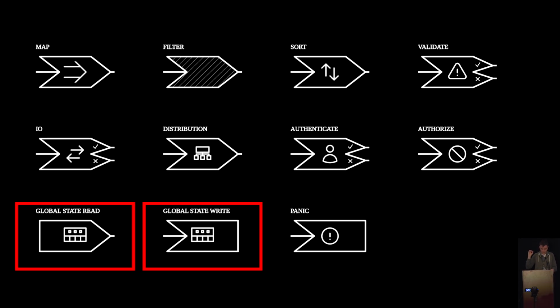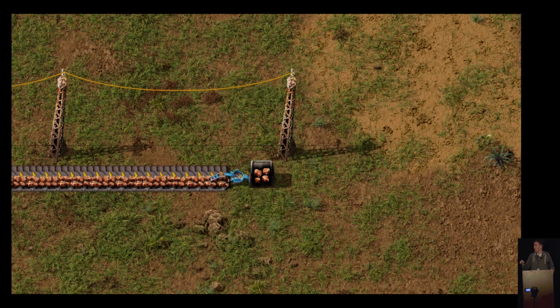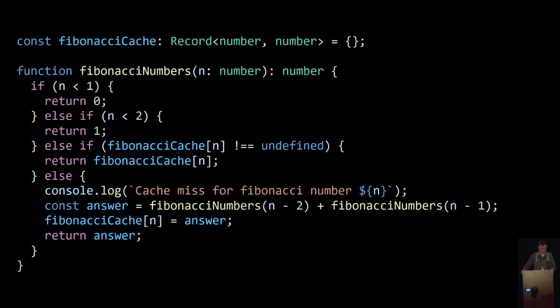Next one is global state read and write. So this is just reading and writing from memory globally. Here in Factorio, I just have a box, and I'm just dumping all my copper ore into it. For our coding example, I'll go with the classic Fibonacci memoization solution with recursion, of course, because we're in LambdaConf. So here we go. I'm sure you guys have already seen this before, but here we have the cache that's going to be our global state.